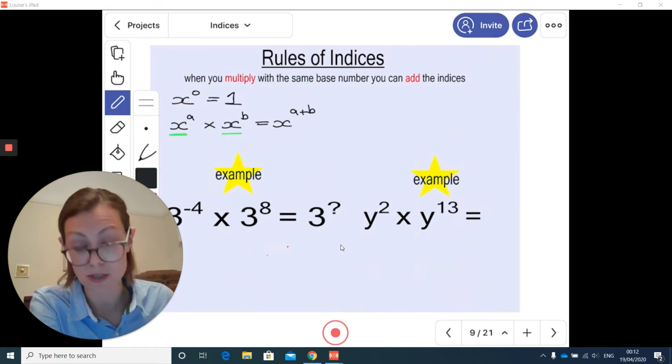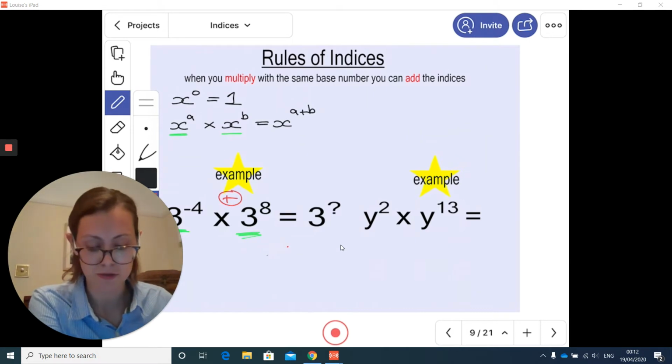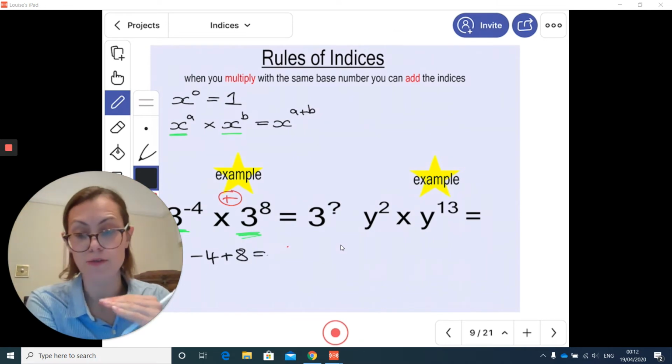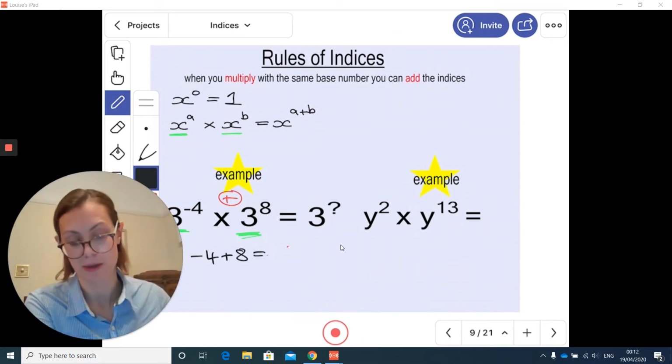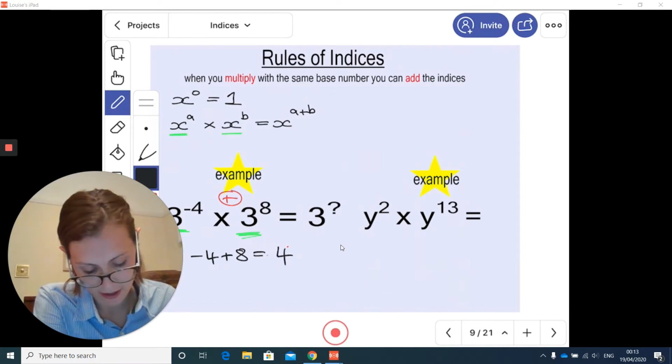So the first thing you've got is 3 to the minus 4 times 3 to the 8. So you've got the same base, you've got a base of 3, which means we're going to add our powers. So straight out, you've got minus 4 add 8. So I'm at minus 4 on the number line and I'm adding 8 to it. I should get to 4. So my final answer here is 3 to the power of 4.